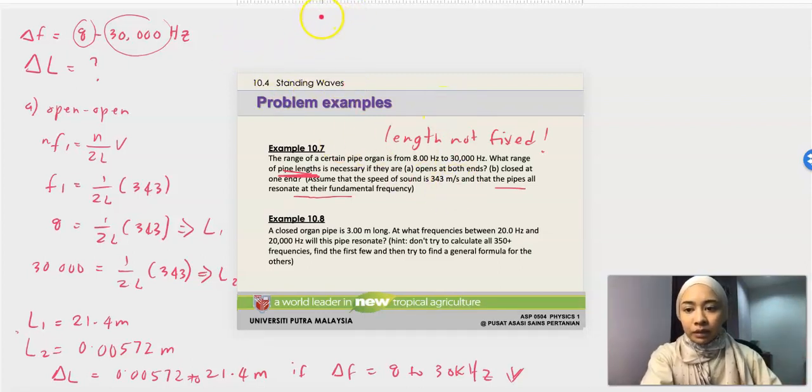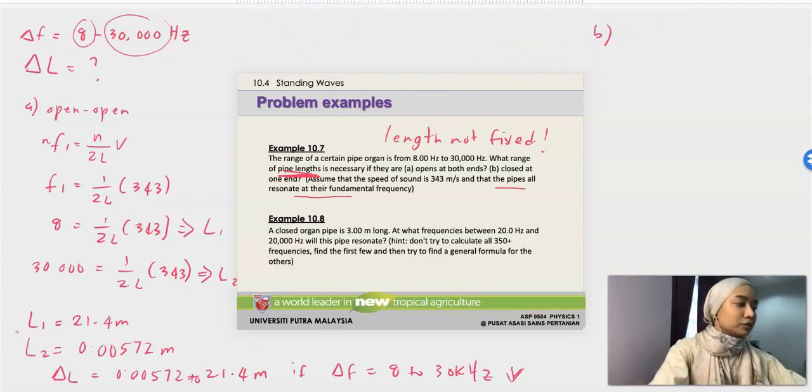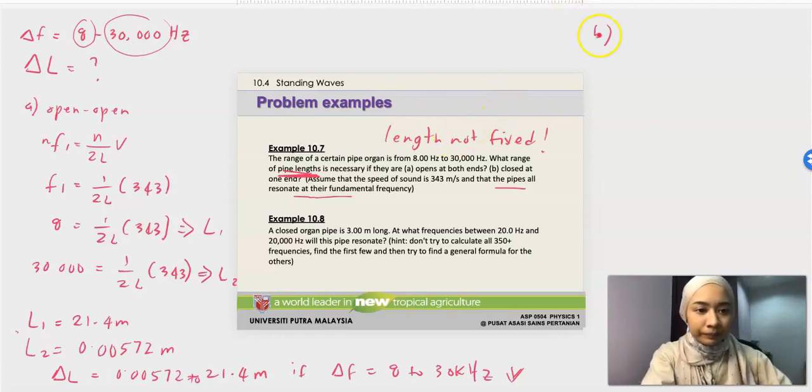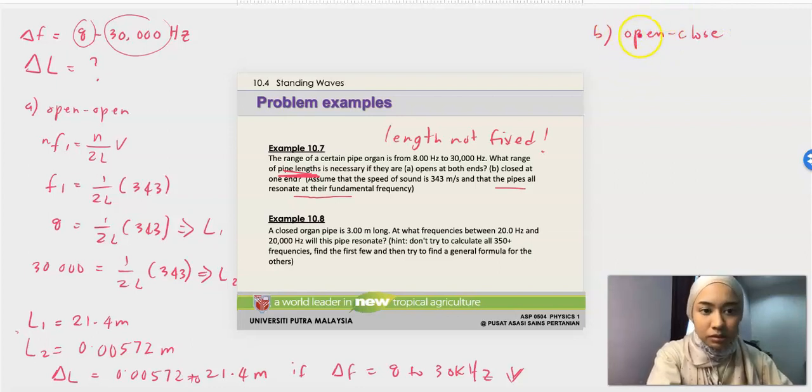Okay, so B. What is the equation if it is closed at one end? So it's open, closed, right? What is the equation for an open, closed situation? Sorry, today there are a lot of distractions, so I'm not really focused. So for open, closed, the equation is n over 4L. Before, it was 2, now it's 4 because it's open, closed. I told you open, closed is the only weird one. Times V.